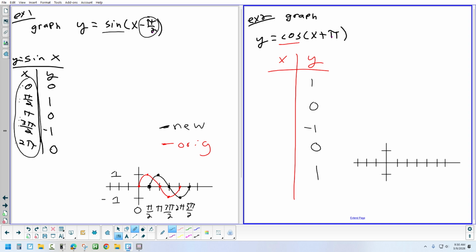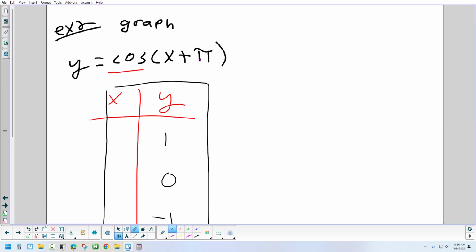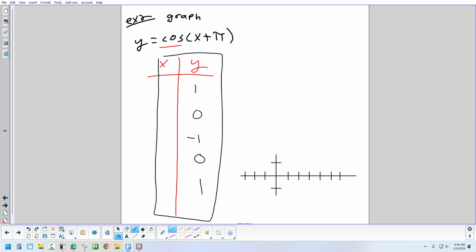Okay. So we've got our table. And what are the original x values? I'm just going to put them off to the side. 0, pi over 2, pi, 3 pi over 2, and 2 pi. Okay, all those x values need to be adjusted. And what are we going to do to all of them? Minus pi. We're going to minus pi.